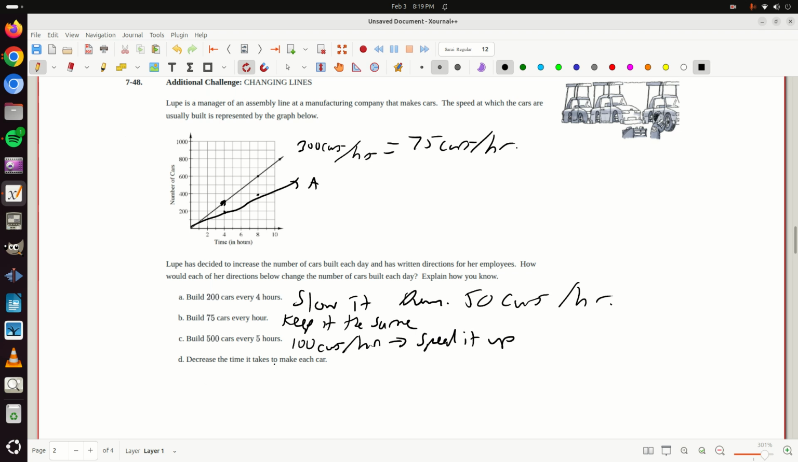And then decrease the time it takes to make each car. Well, if you decrease the time, you should in theory be going faster, right? So if we look up here, if I go ahead and erase some of this and clear it up, if we say we're going to build the same amount of cars, 300 cars, but now we're only going to do it in 3 hours, you can see that gets a little bit steeper. And 300 divided by 3 is 100 cars an hour, which is faster than the 75. So we would definitely say that would speed it up as well.